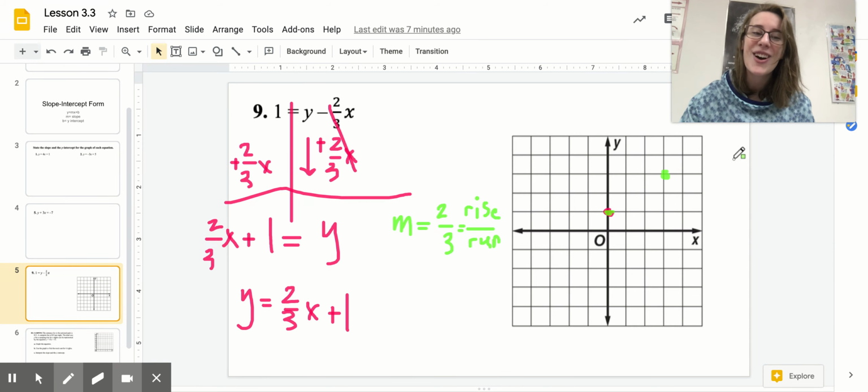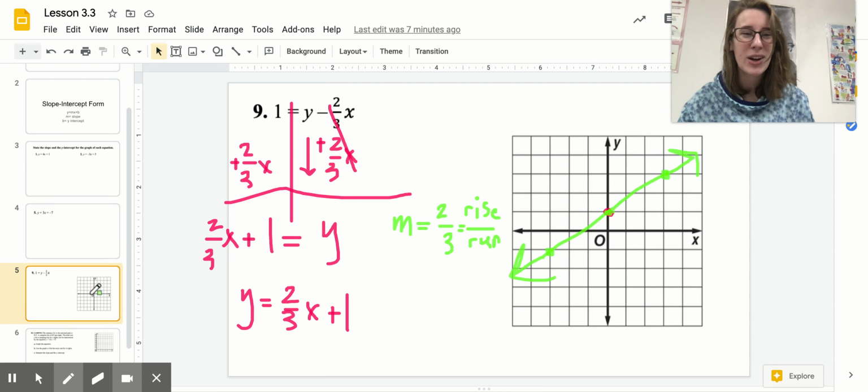Now, I cannot do that again. I can, however, do the reverse of that. Instead of rising 2, we're going to fall 2 and then reverse 3. So I just basically worked backwards to get my line drawn. And that is how we do it.